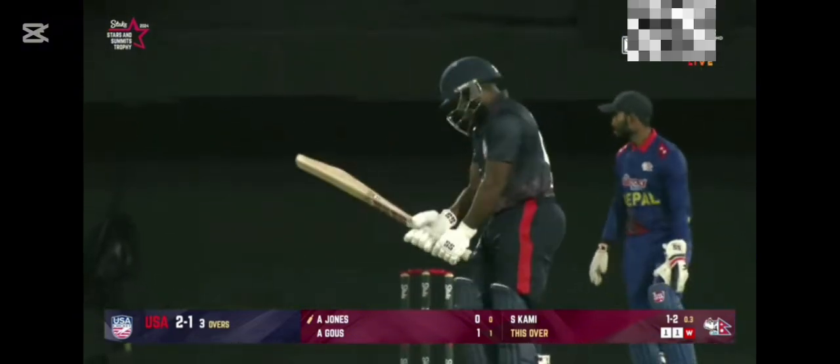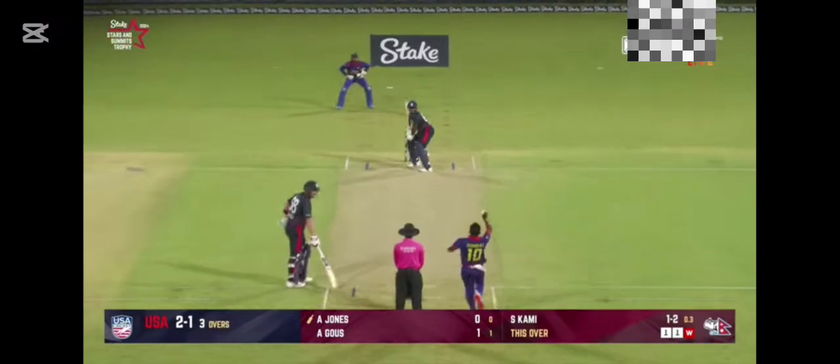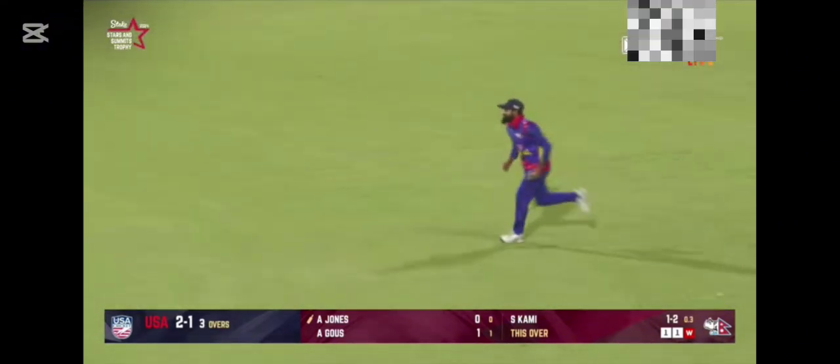Well, I said earlier the candles were blown out by Sampal Kami. Is Sampal going to kick the candles over now? On his 30th birthday, Aaron Jones has 3 balls to work with. And he heaves it into the leg side. Dipendra Singh Airee is out there!